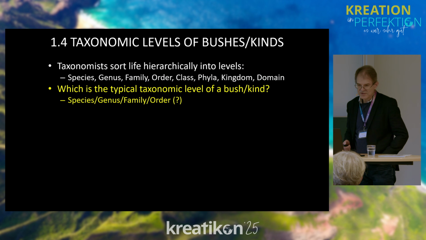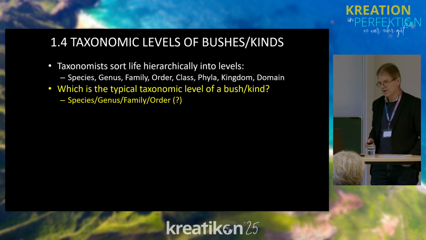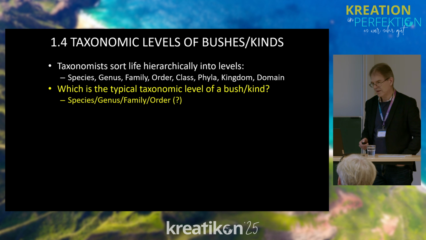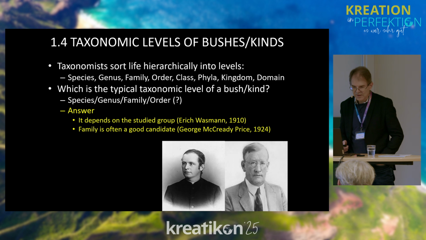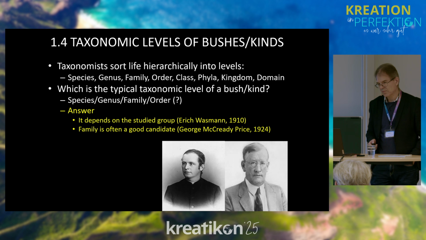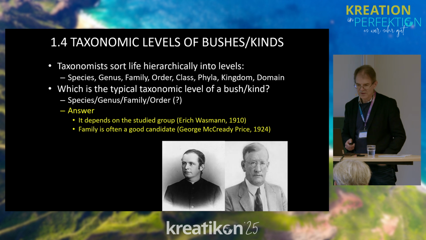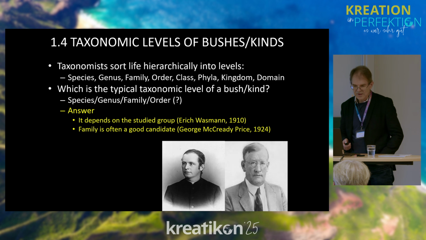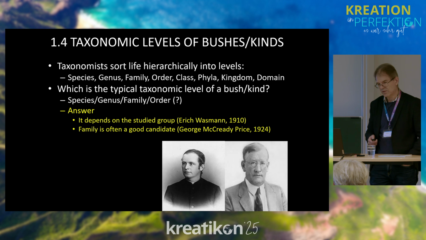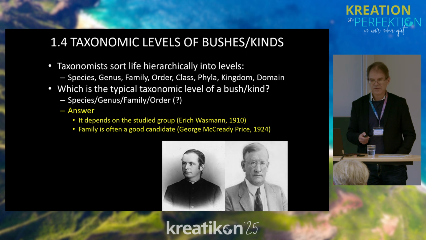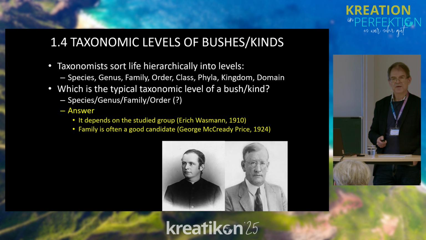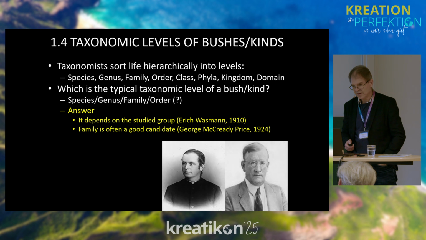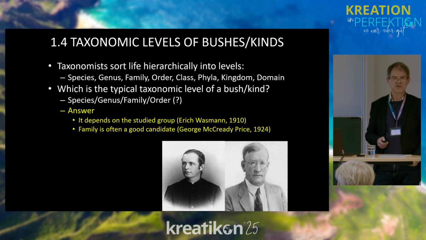And that leads us to the question, which is the typical taxonomic level of a bush kind? Is it at the species level, the genus level, the family level, or the order level? And Erik Wassmann, more than 100 years ago, a creationist, said that it actually depends on the study group. And 15 years later, George McCready Price, another creationist, said that, yes, but family is often a good candidate for being the right taxonomic level for a biblical kind. And it turns out that both of these predictions were good.